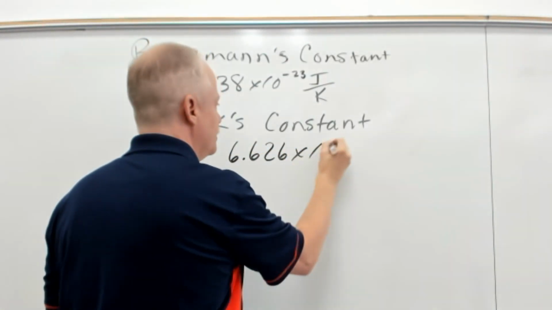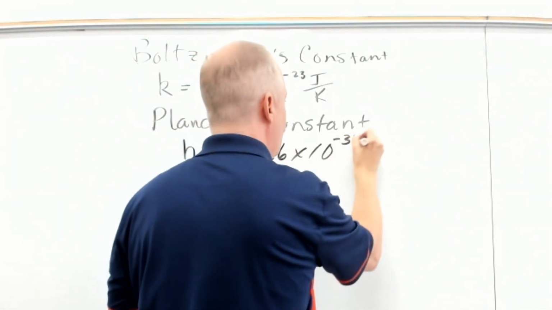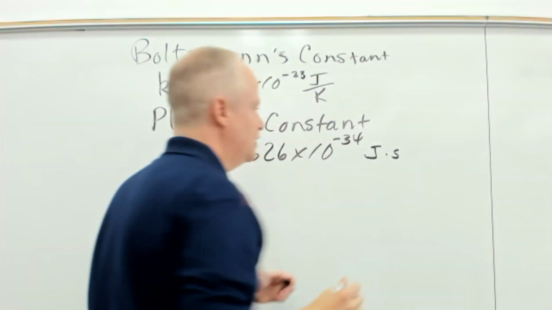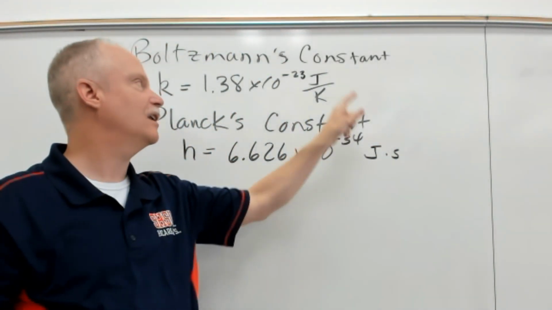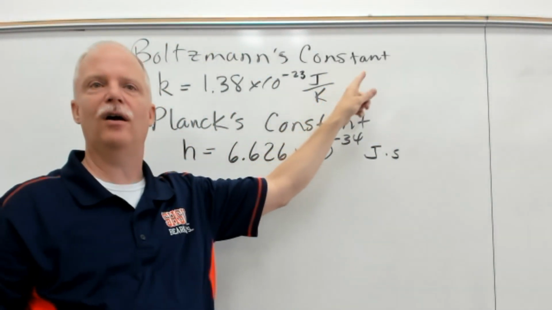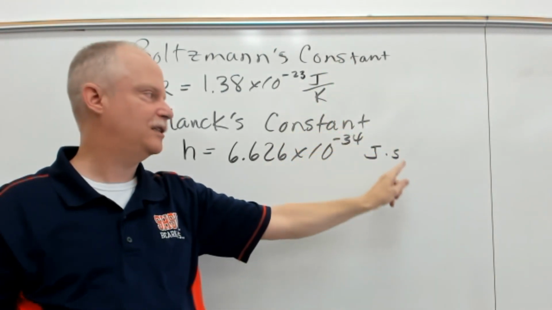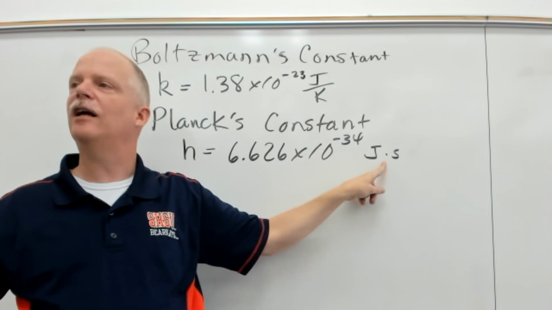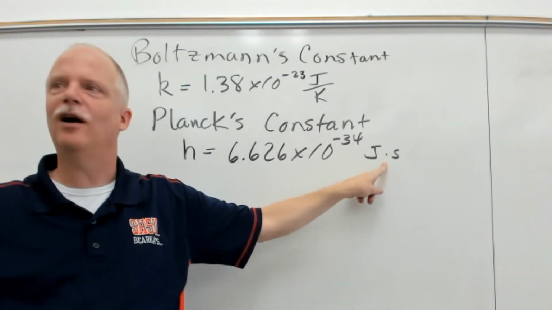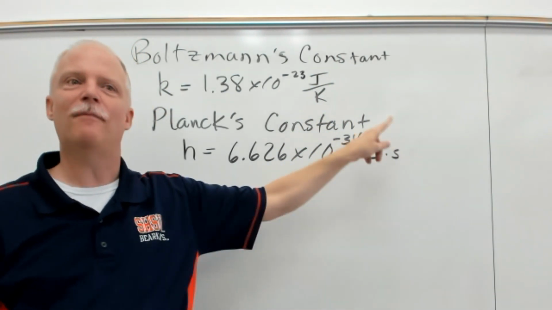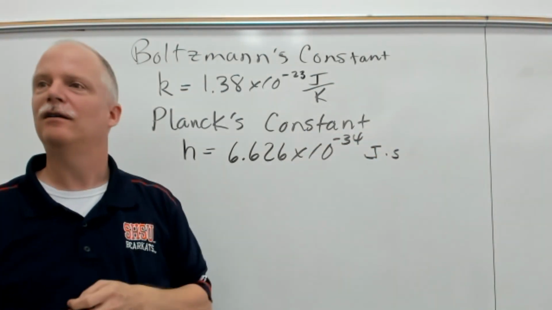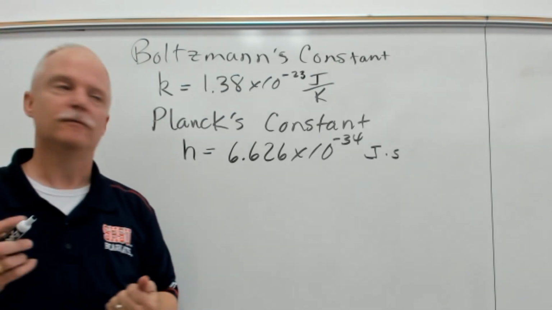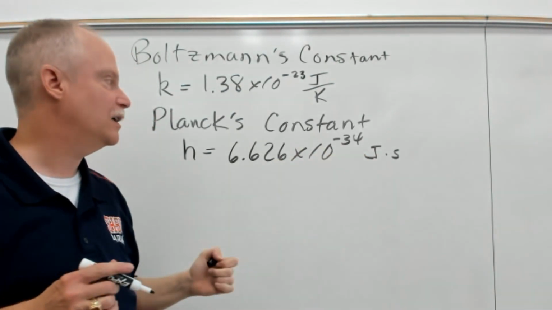6.626 times 10 to the negative 34 joules times seconds. So this is a weird one because it's not joules per second. A lot of times we have a per in our units, but this is not. So don't mess that up. It's a common mistake. When you're looking at a problem and you just can't figure out where it went wrong with the units, that might have been where it went wrong. Okay, it's not joules per second. That would be a watt. Okay. So this is Planck's constant.